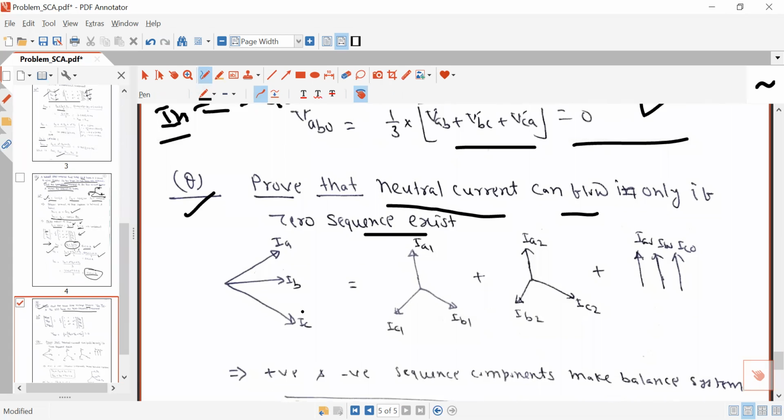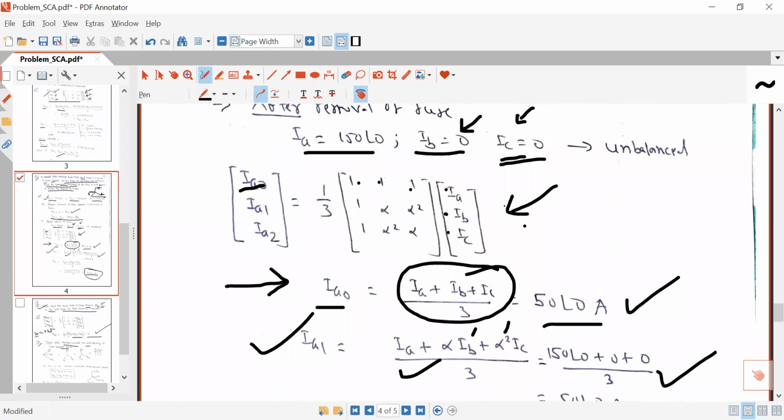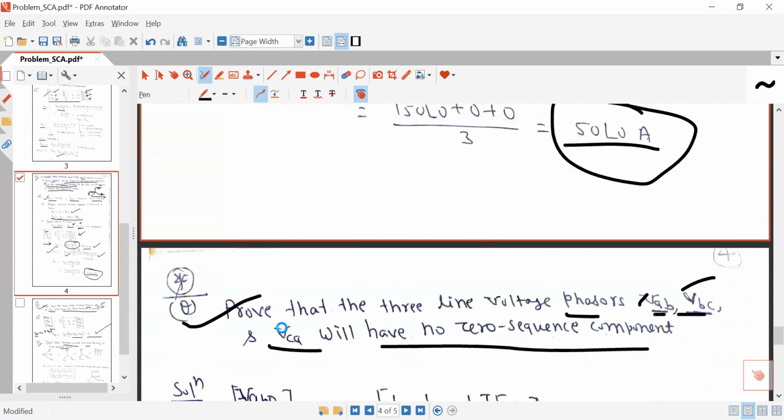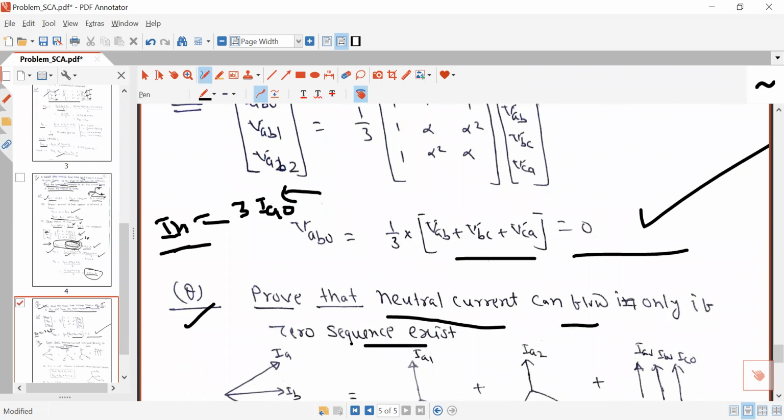Or you can prove it through this analysis equation. What will be the zero sequence current? Zero sequence current will be this. And what is IA plus IB plus IC? This is the neutral current. So from this equation, you can write that neutral current is 3 times IA naught. And if IA naught is 0, then obviously neutral current will be 0. So you can prove this. This is one way to prove this statement.